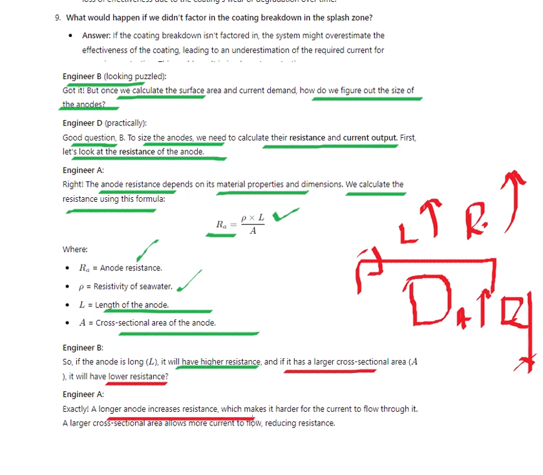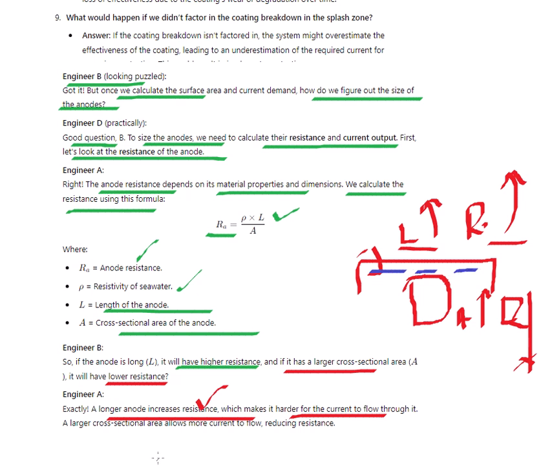A longer anode increases resistance. Why? Because it makes it harder for the current to flow through it. With more length, the current has to travel more distance, and that's why it is harder for the current to flow.